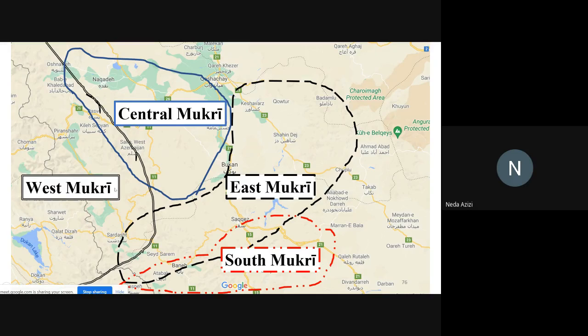This is an area shared between Sardasht, Piranshar, and Nagadeh. So we see that we have this quite complex bundle here, and this can also be the next smaller bridge and the transition zone, even within the buffer zone of the Mukrian region.